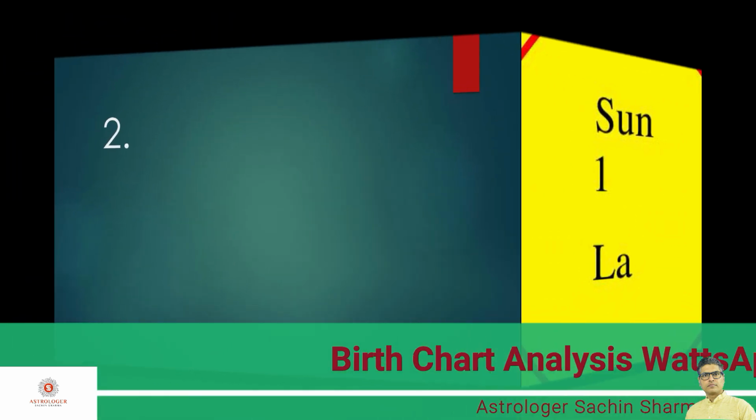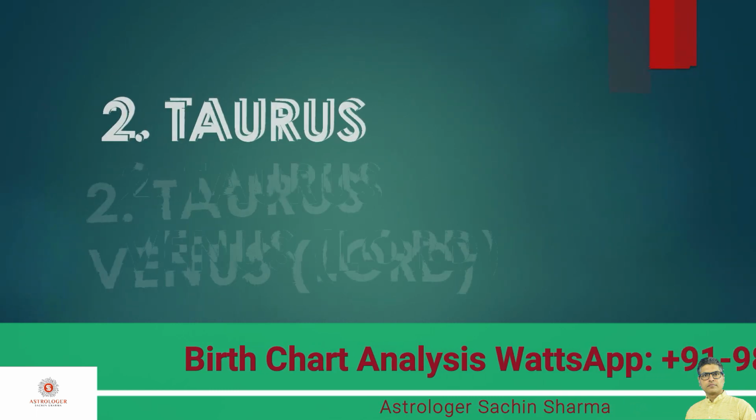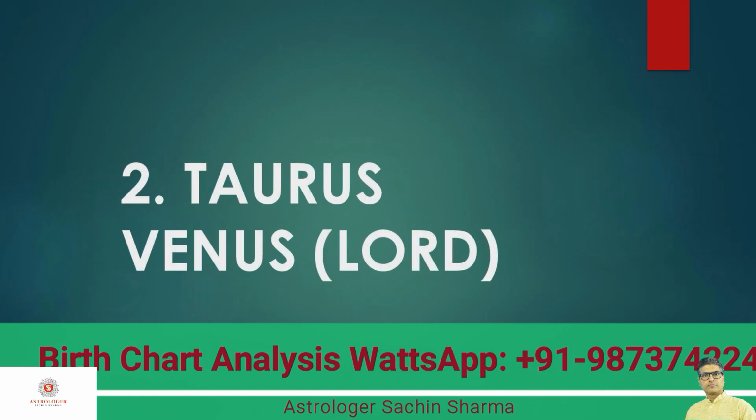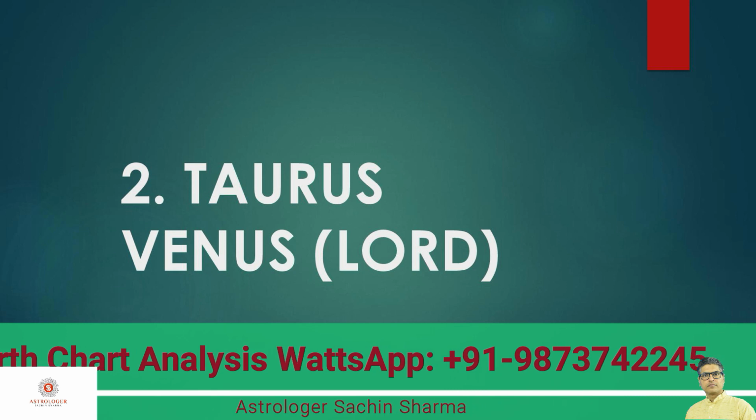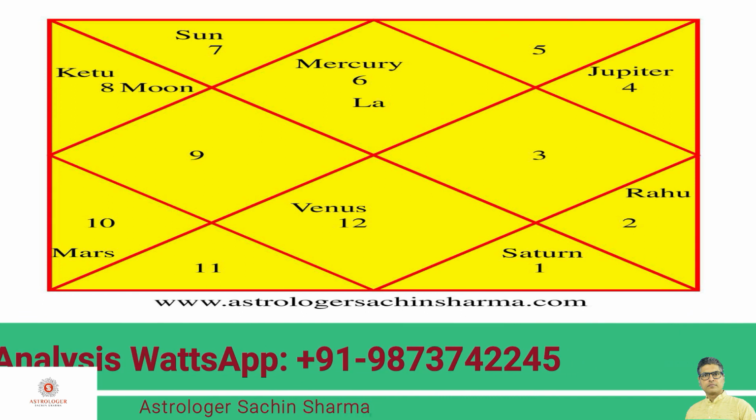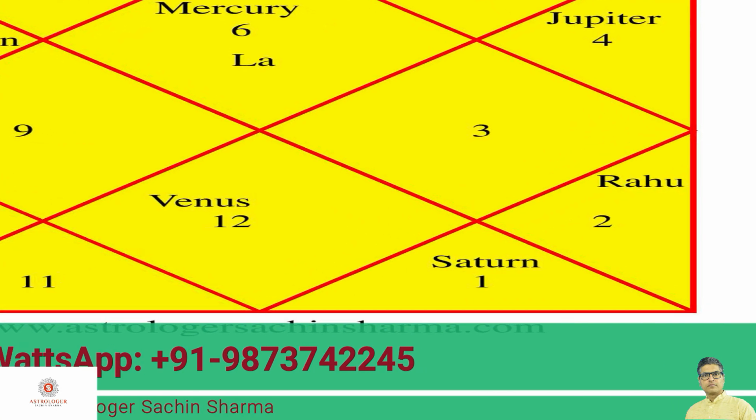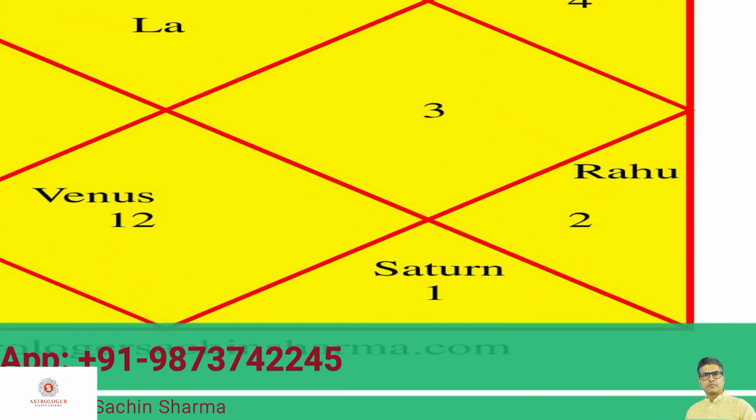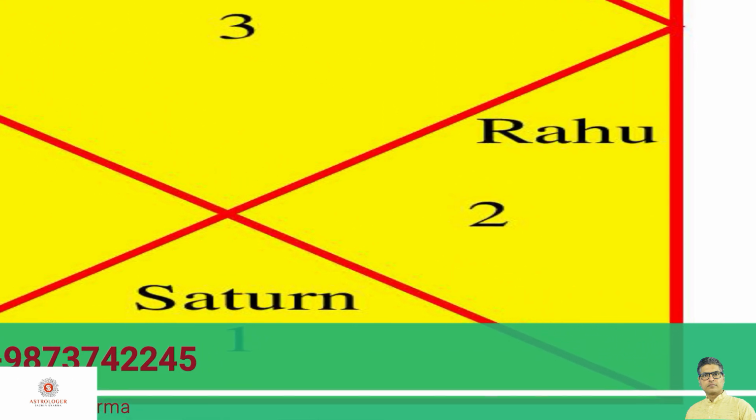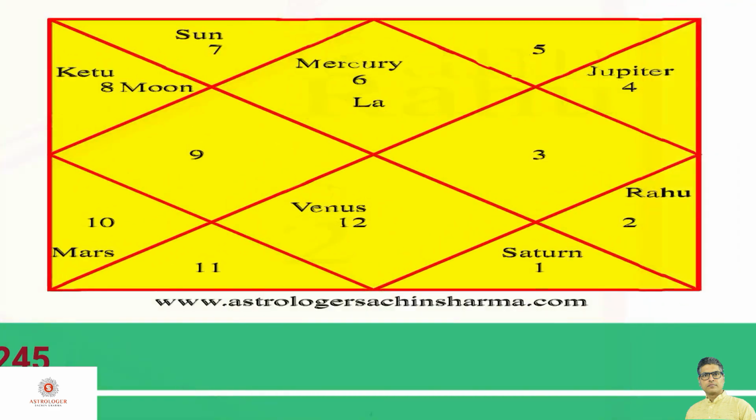Now if number 2 is written, then it means that house belongs to Taurus and the lord of that house is Venus. Taurus belongs to Venus as Aries belongs to Mars. Now let us understand this concept practically in a birth chart. Here we can see that number 2 is written in the 9th house of the birth chart. That means it belongs to Taurus and the lord of this house is Venus. Hence we can say that in this birth chart, the 9th house lord is Venus.